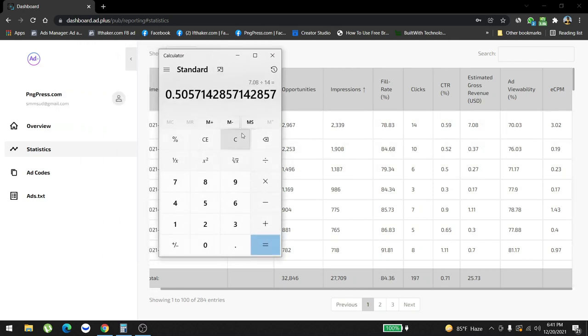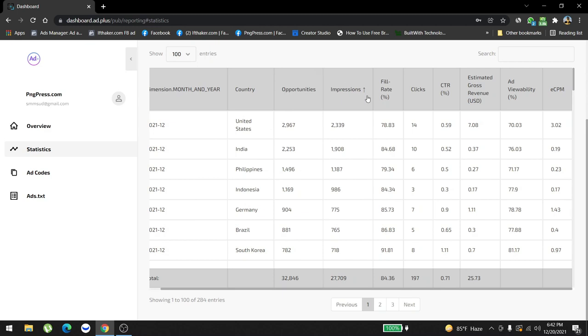I'm pretty sure India is a really bad country in terms of CPC. All right, so India, we have only 37 cents. And how many clicks did we get from India? 10 clicks. Oh my god, it's 0.037 per click. This ad network is really not good for India, but it's pretty good for countries like those in North America.